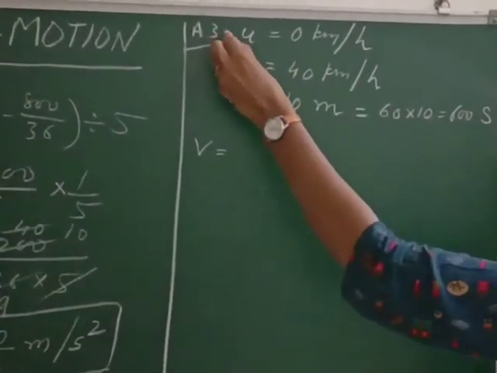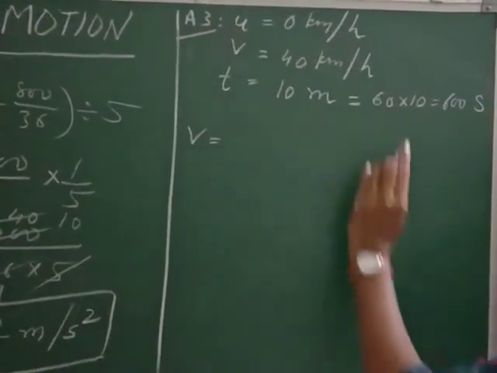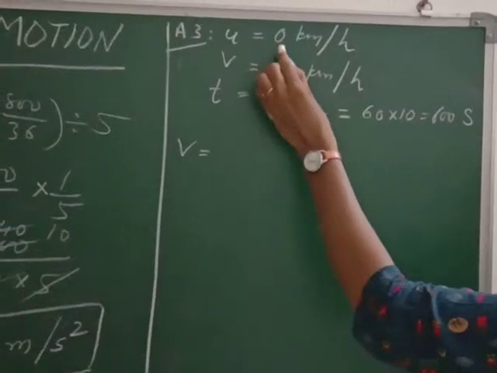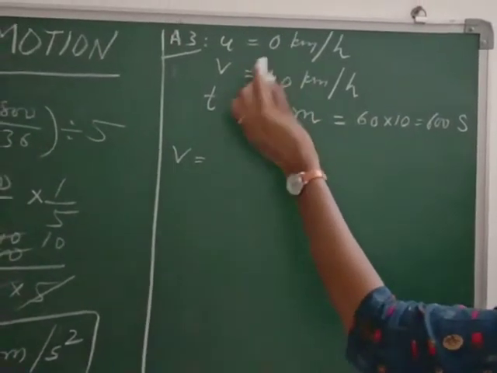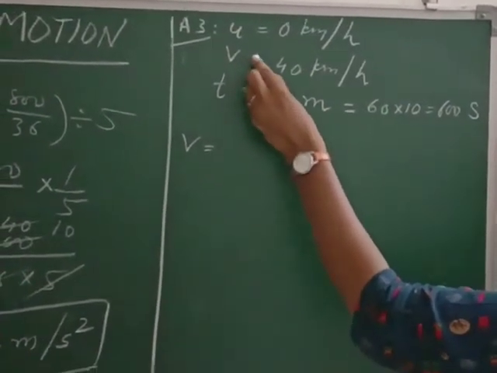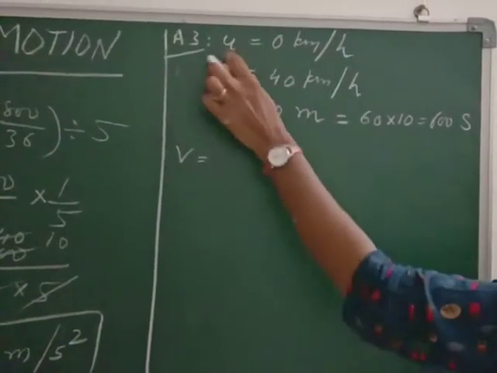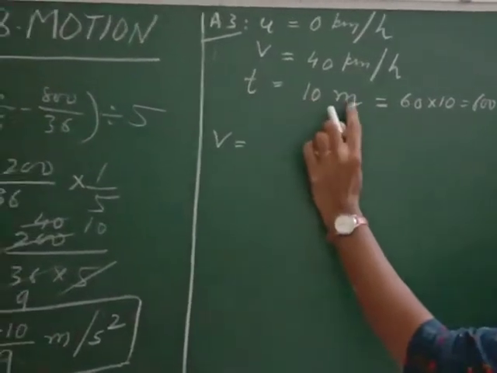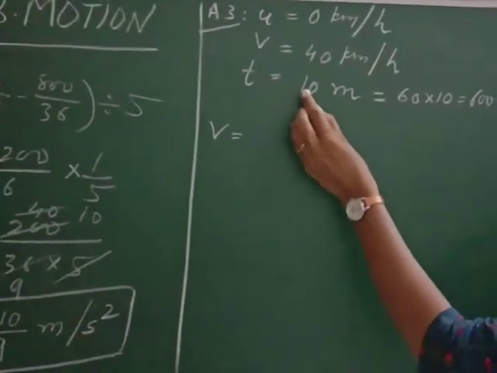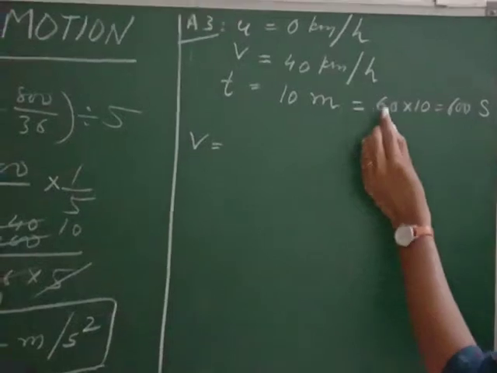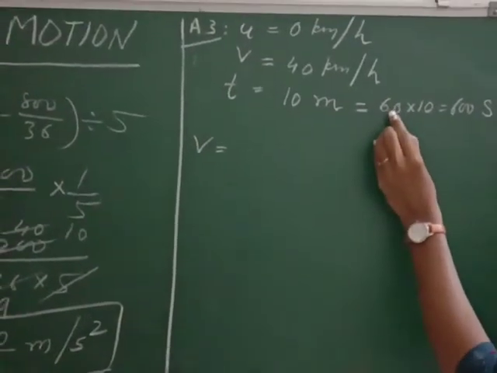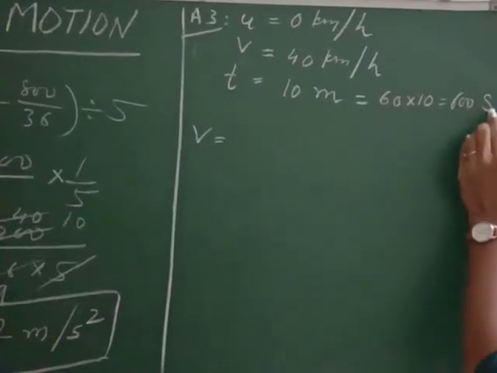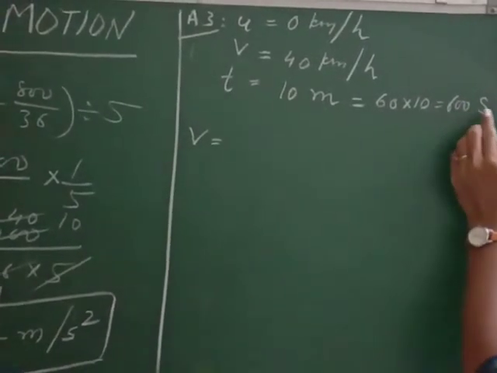In question number 3, a train starts. That means its initial velocity is 0 because the train was at rest, and then its velocity becomes 40. So U is 0, V is 40 kilometer per hour and the time given is 10 minutes. First of all, I will convert this 10 minutes into seconds. In 1 minute there are 60 seconds, so 60 into 10, 600 seconds. My T is 600 seconds.